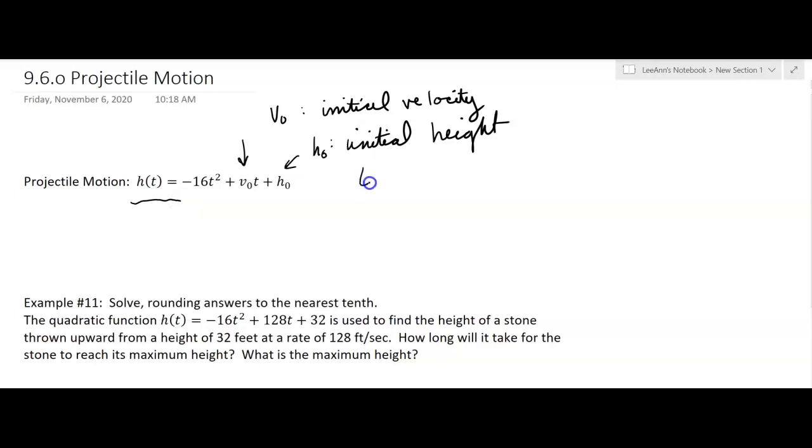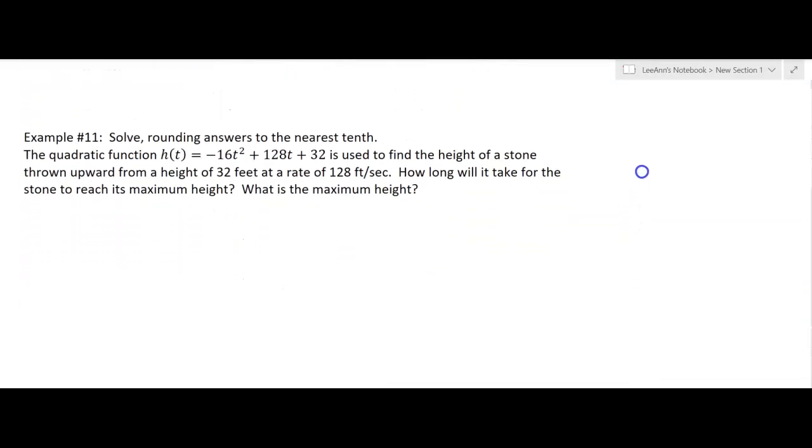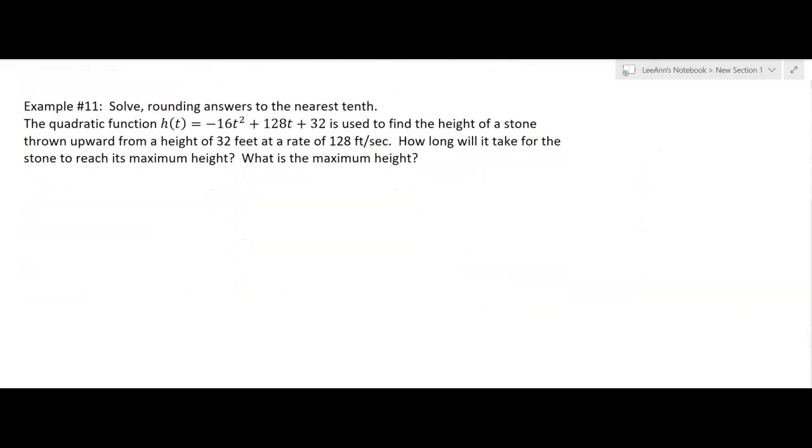So t is time, and it's in seconds usually. Okay, so that's the equation. Now they're going to give us the equation. That's nice of them. Okay, so it says solve, rounding answers to the nearest tenth. So we have the function. It says here's the quadratic function.